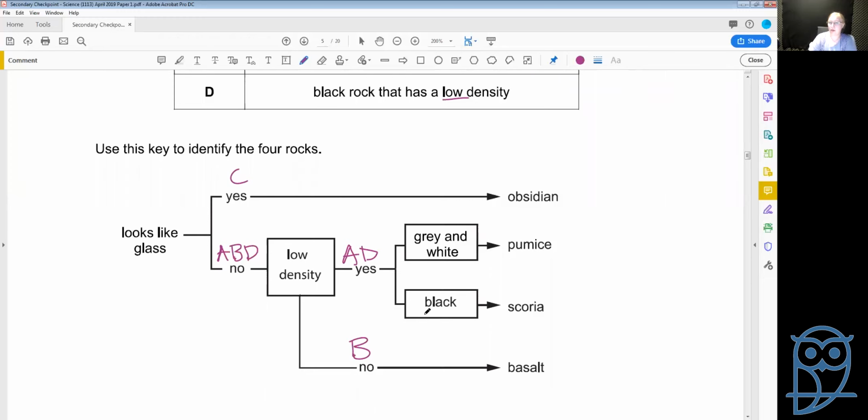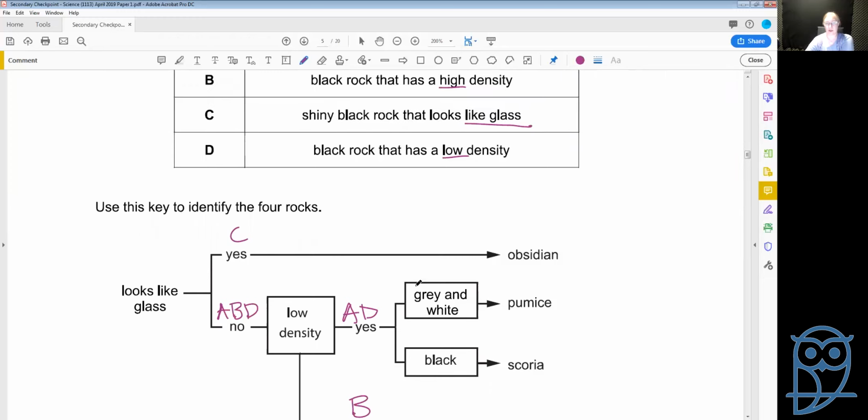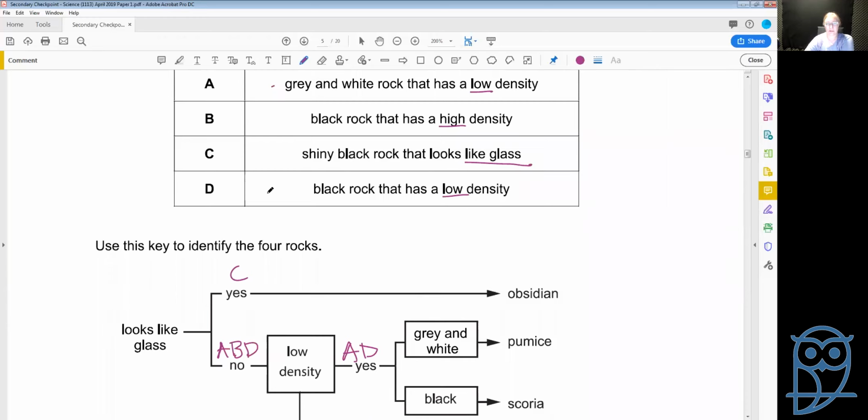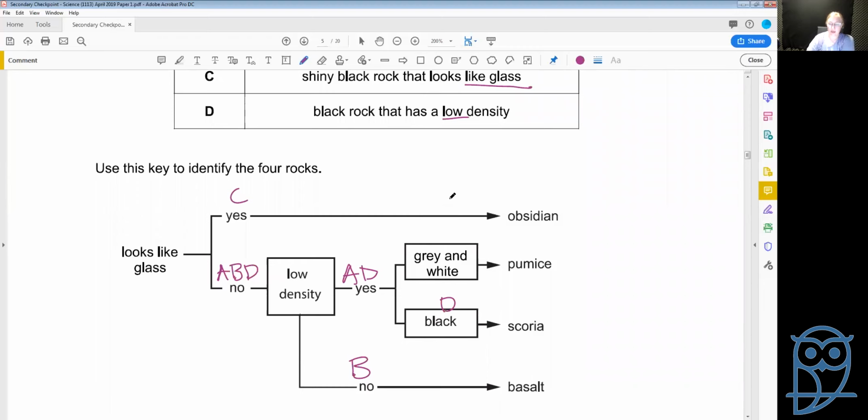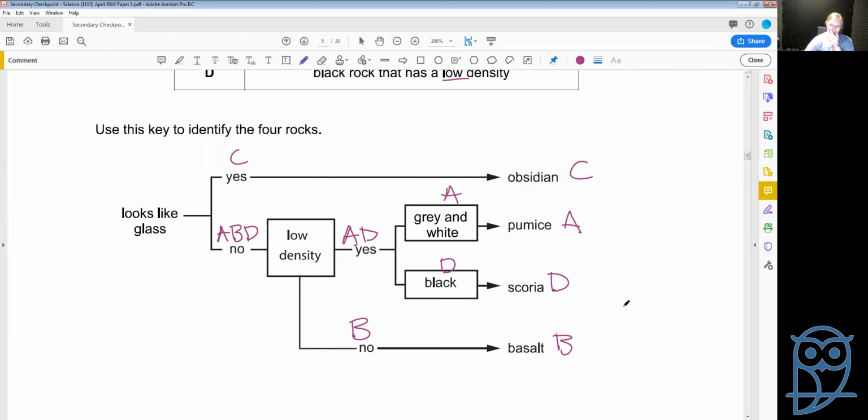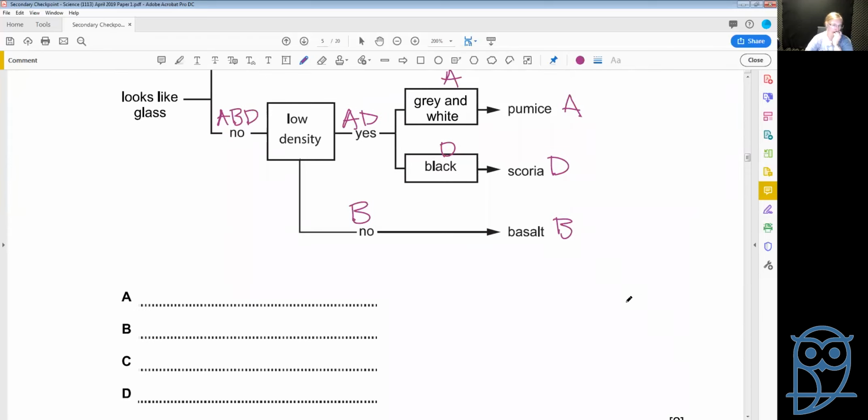And then A and D, we can just check which one is gray and white and which one is black. So the low density black one is D, and the gray and white one is A. So now we've sorted it out. This is B, C, this is A, this is D, and this is B. So now they want us to write down what these rocks are. So A, B, C, and D. So we've got these. A is pumice. D is scoria. B is basalt. And C is obsidian.